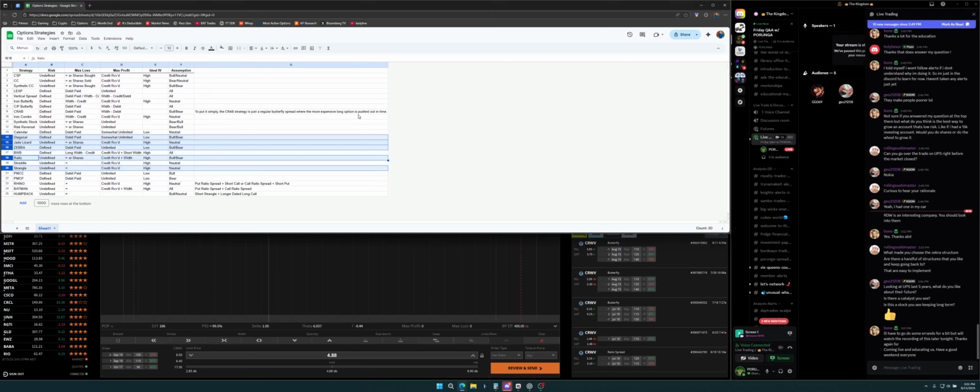When I'm putting on the structure, in terms of directional, diagonals and zebras fit that mold. Ratios can be neutral, which I like, and then if I'm neutral, jade lizard or strangle is where I'm going to go. And a lot of times, instead of doing a covered call, I'll just do a strangle if I'm happy to own the shares at the put strike, because I just choose the premium. I'll also do a jade lizard with my covered calls sometimes.